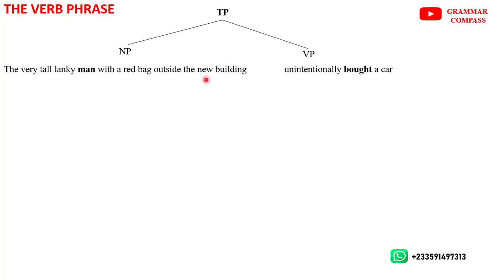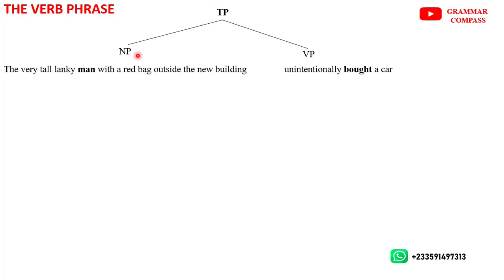Therefore, if we have this sentence, the very tall lanky man with a red bag outside a new building unintentionally bought a car, this part that constitutes the subject is our noun phrase, and then the other part that constitutes the predicate will be our verb phrase. That is the tense phrase rule or the sentence rule of phrase structure grammar.